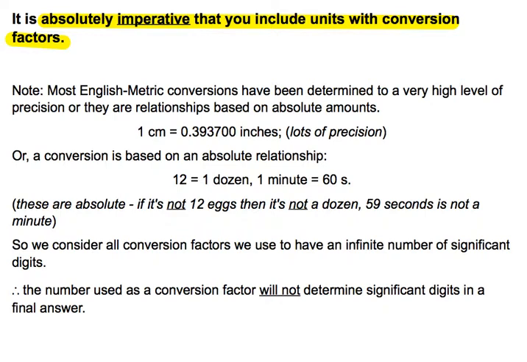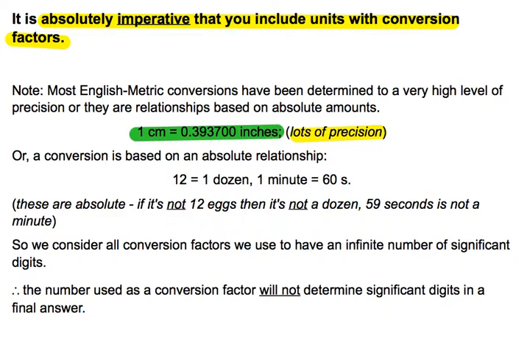most conversion factors have been determined to a pretty high level of precision. If you look at this relationship, 1 centimeter per 0.393700 inches. That's a lot of precision. And so this conversion factor would not be the number that sets your significant digits in an answer.